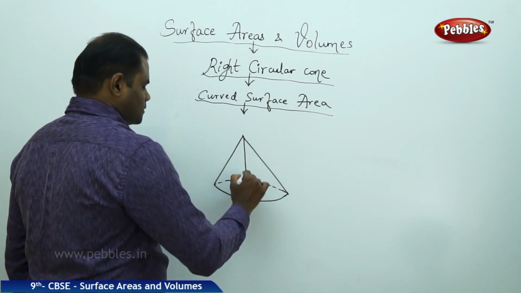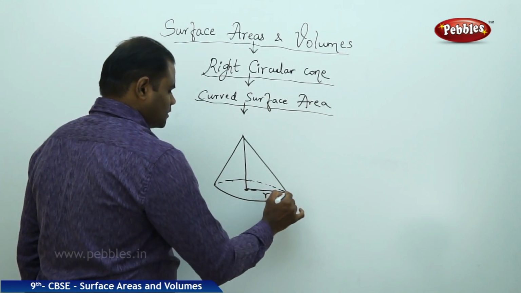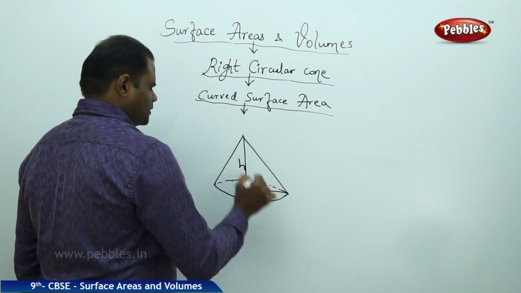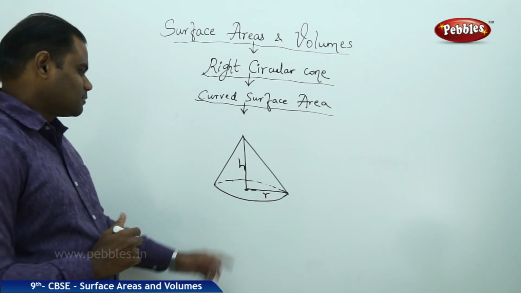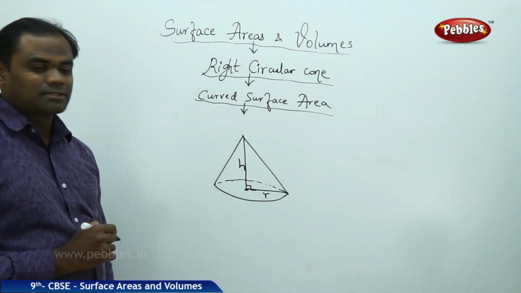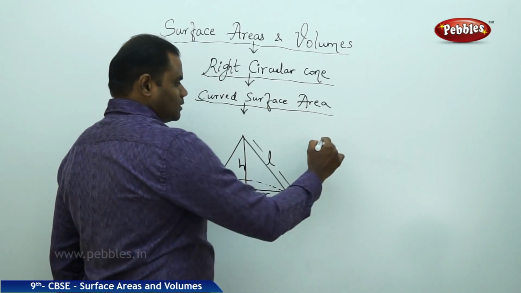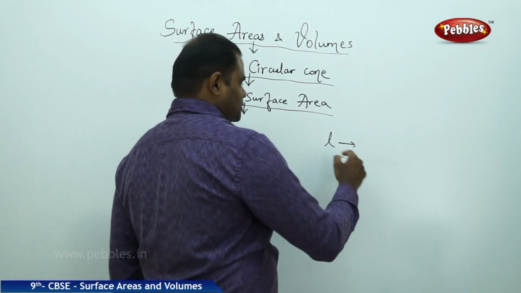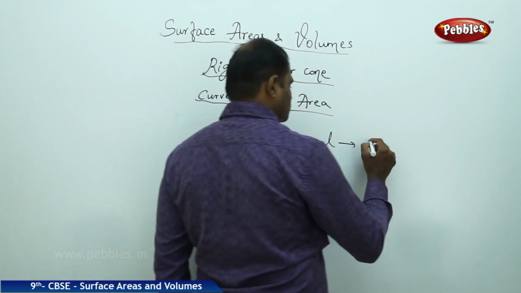And here is the radius and here is the height. So we have a relation which says because it's a right circular cone, this is 90 degrees and I have here the slant height L. So I have three different dimensions. L, which is called the slant height of the cone.